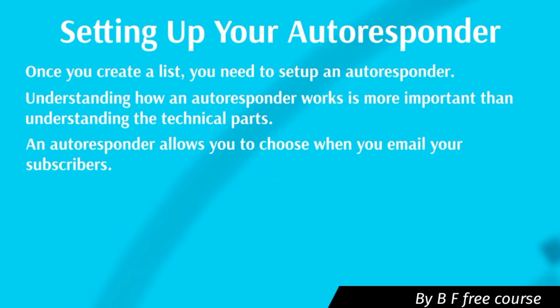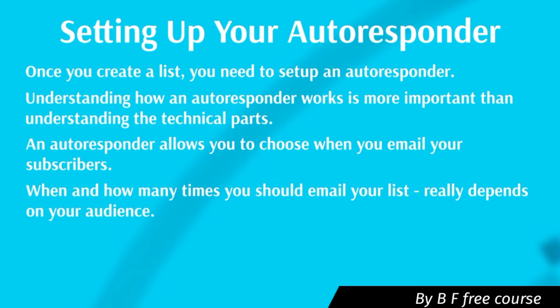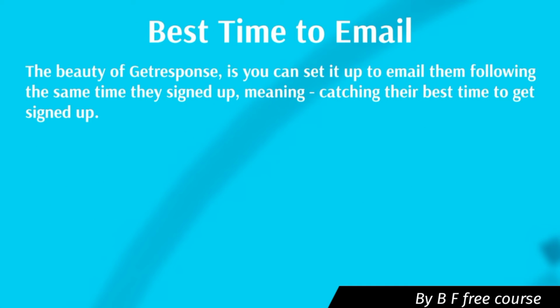Now, an autoresponder allows you to choose when you email your subscribers, the time zone, all of that. A very common question that we have seen is, when should you email your subscribers? Or even how many times should you email your list? While I can't give you an exact answer, I can say that it really depends on your audience. If you've done the proper demographic research and you understand somebody's typical day, then understanding when is the best time to email them is actually quite easy.